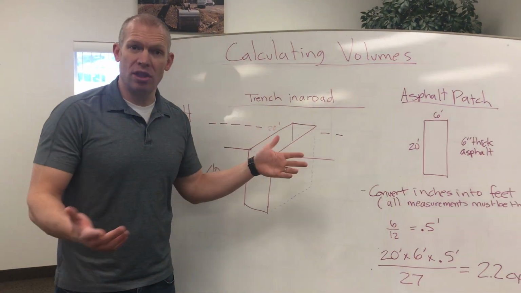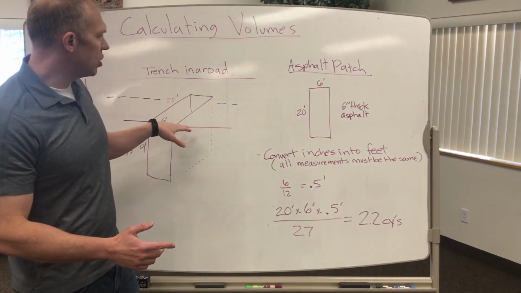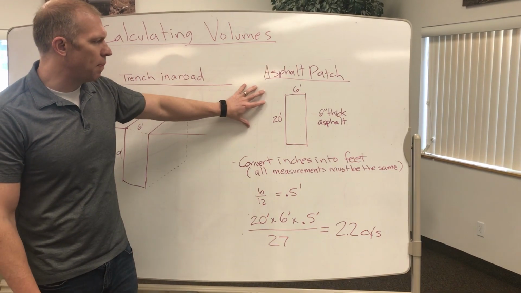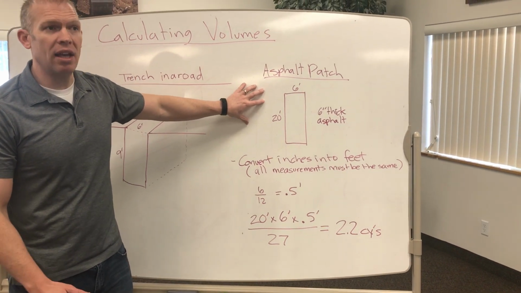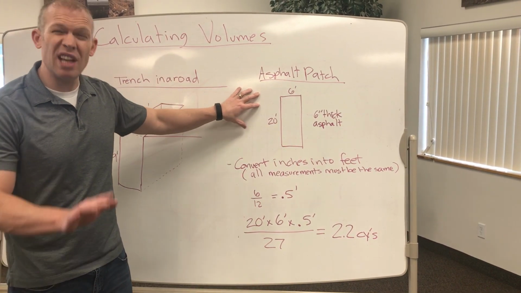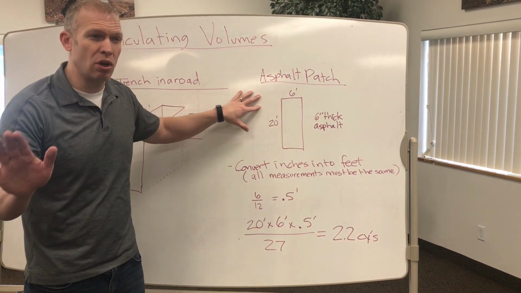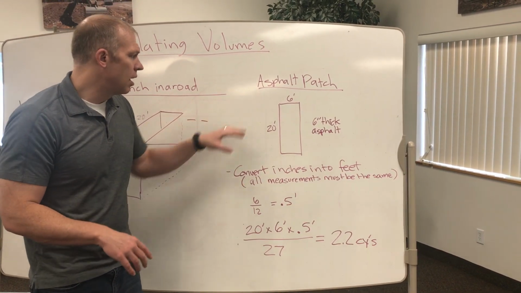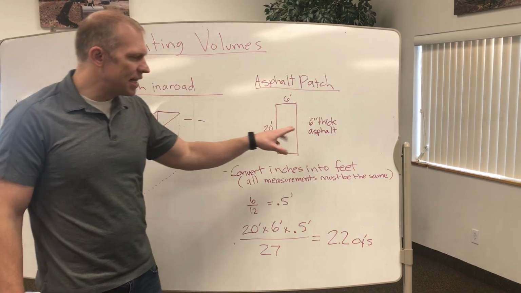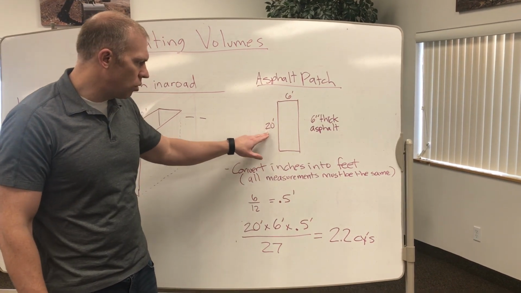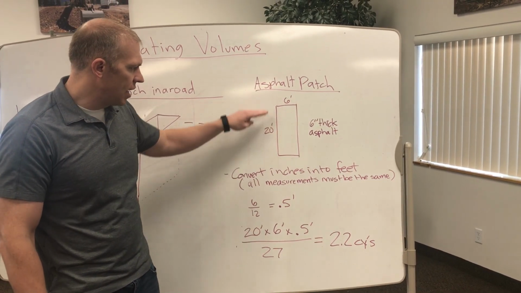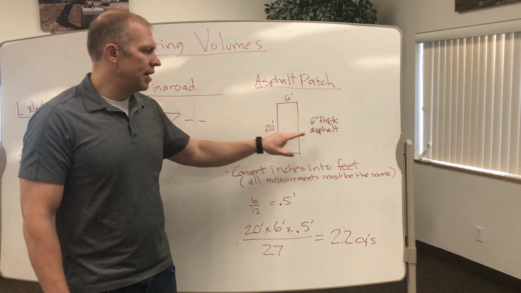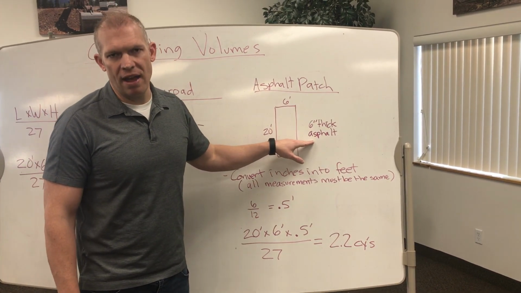Now we've got to patch the trench that we just got here. So let's talk about asphalt patching for a second, and we've got to convert this into cubic yards. We'll talk about how to change it into tons so you can order it in another video. So with asphalt patching, the part that makes this a little bit tricky though is it's still 20 feet long and it's still 6 feet wide, but now we know it's 6 inches thick of asphalt.